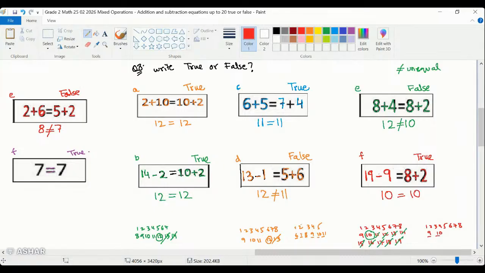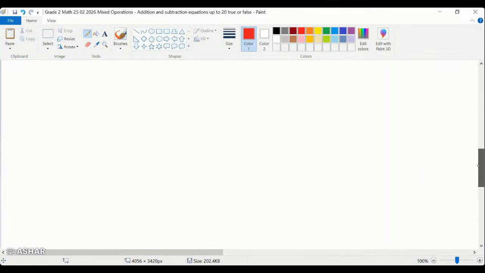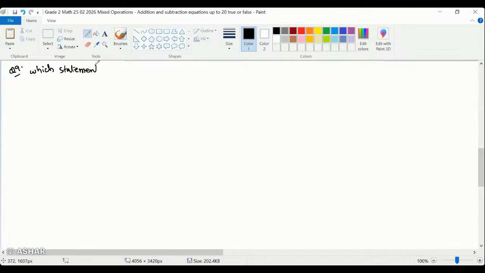Let's see some more questions. I'm just looking at if we have more. Yeah. Let's try a few more, 1 or 2 more questions. Question number 9. Then we'll do the test, okay? In question number 9, it says, which statement is true? Out of the given statements, we just need to mark the true statement.